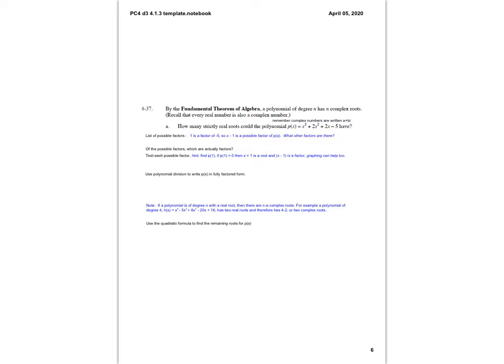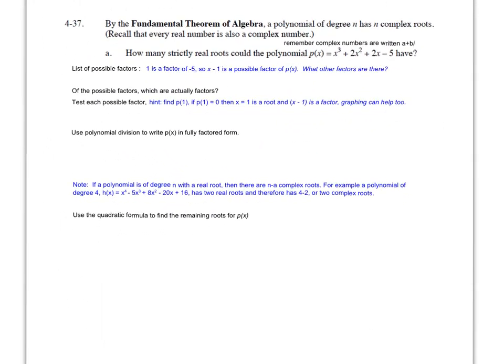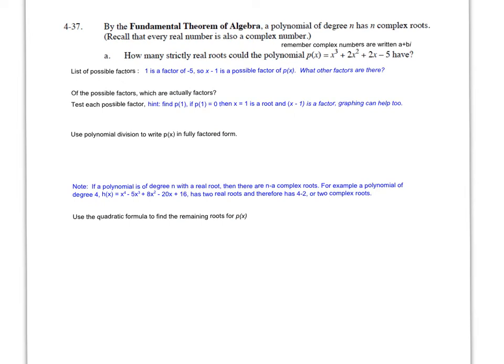Our fundamental theorem of algebra. This gets into discussing how many complex roots a polynomial has. Therefore, if you have a polynomial of degree n, it is going to have n complex roots. Now, please remember from your Algebra 2 work that every real number is also a complex number.